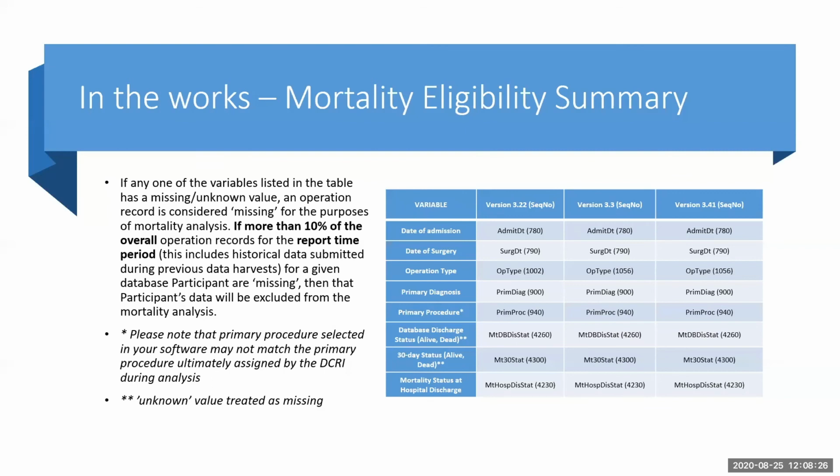The next report that will be previewed today is the Mortality Eligibility Summary. In the table to the right, I wanted to provide a list of the variables that are used to determine mortality eligibility. Many of you know that if any one of these 8 variables has a missing or unknown value, an operation record is considered missing for the purposes of the mortality analysis. If more than 10% of your overall operation records for the reporting time period are missing, then your data will be excluded from the mortality analysis.